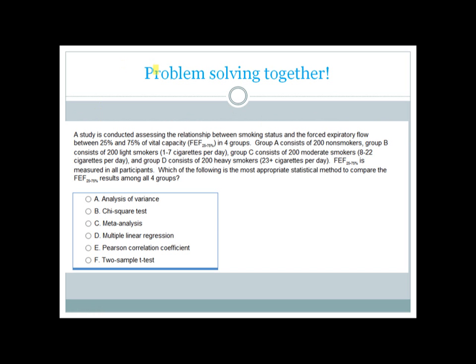So let's solve a problem together. Suppose a study is conducted assessing the relationship between smoking status and forced expiratory flow between 25% and 75% of vital capacity, which is called FEF 25-75, in 4 groups. So we have 4 groups, and we are comparing those 4 groups. Group A consists of 200 non-smokers, group B consists of 200 light smokers, group C 200 moderate smokers, and group D consists of 200 heavy smokers. So different types of smokers in 4 groups. Then FEF 25-75 is measured in all participants.